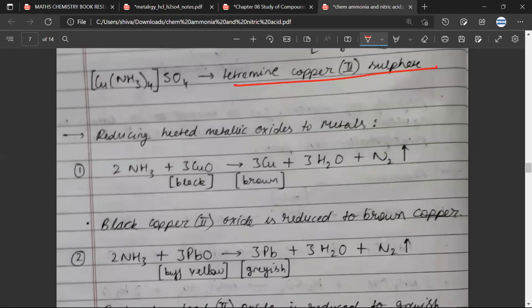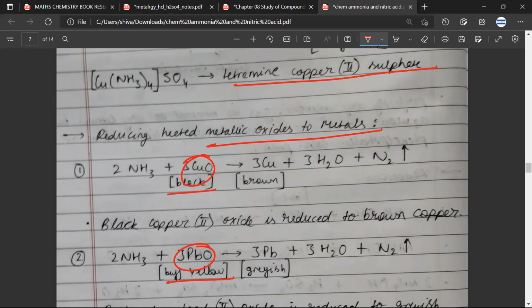Now reducing heated metallic oxides to metals. You have copper oxide which is a metallic oxide, and we have one more metallic oxide, which is lead oxide. Now let's look at the color of each of these metallic oxides. Copper oxide is black, and lead oxide has the color buff yellow.